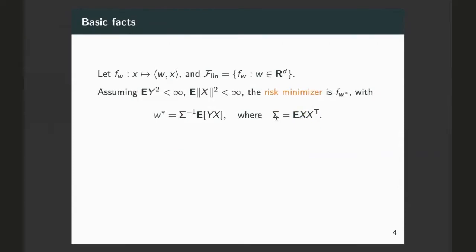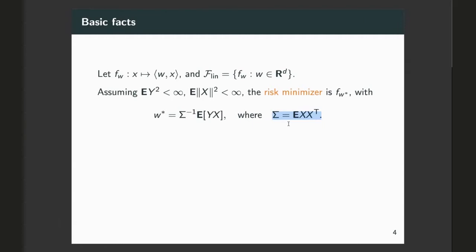Okay, so this is the setup. And I will start with some basic facts, just as a reminder. We can define the class of linear functions, and if we have enough assumptions, we know that there is a risk minimizer. I will assume now that the covariance matrix Sigma, the expectation of XX transpose, is invertible.